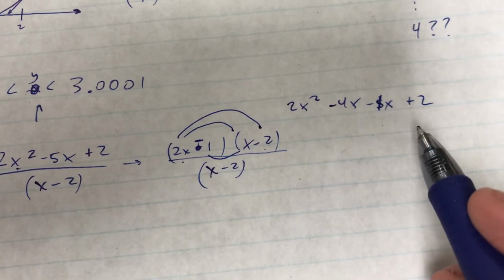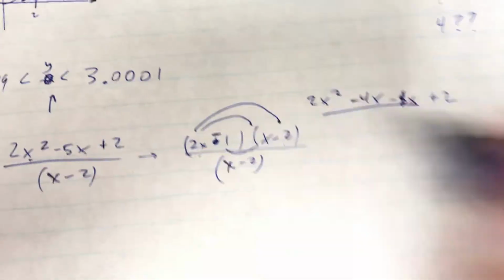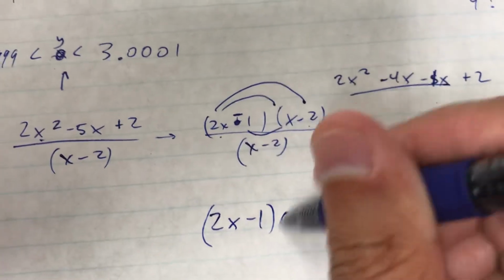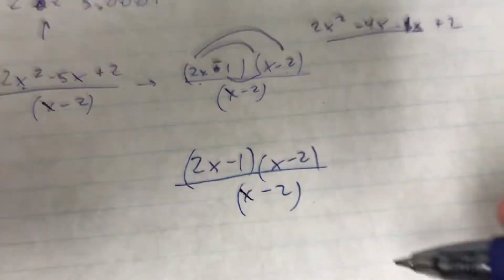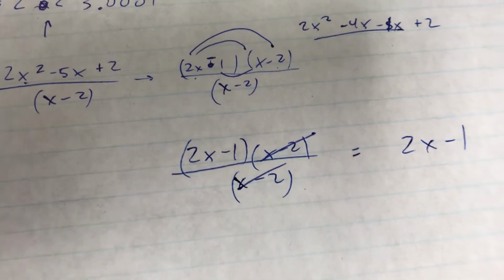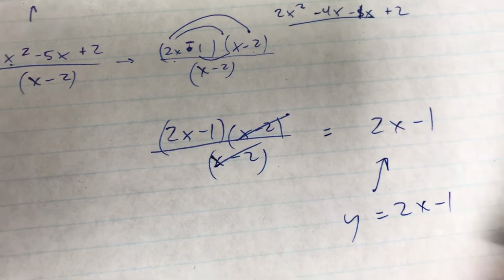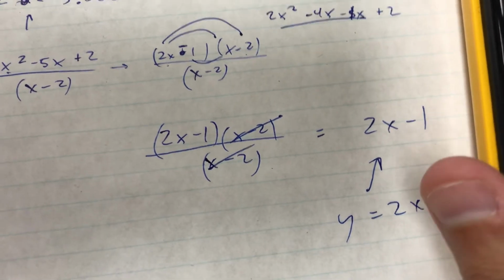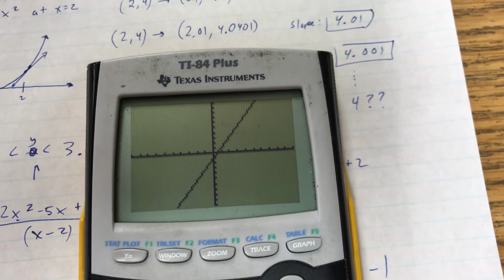Okay? If you take a look at that, you should be able to see that's going to work out to be the original statement. So this thing factors as the quantity 2x minus 1 times the quantity x minus 2, all over the quantity x minus 2. I can divide an x minus 2 out of the top and bottom here, and it leaves me with 2x minus 1. By the way, y equals 2x minus 1 is a straight line. And if you go back and look at our original graph, it looks like a graph of the equation y equals 2x minus 1.